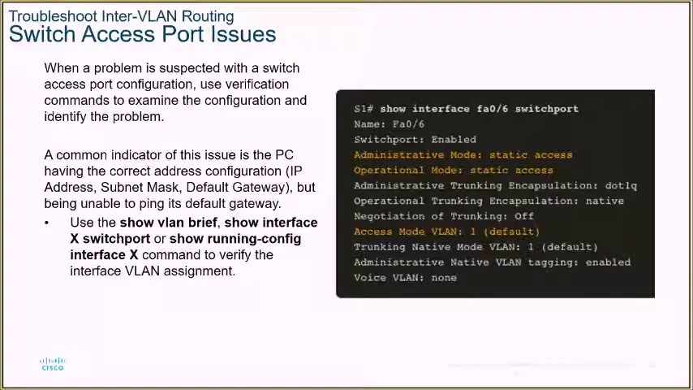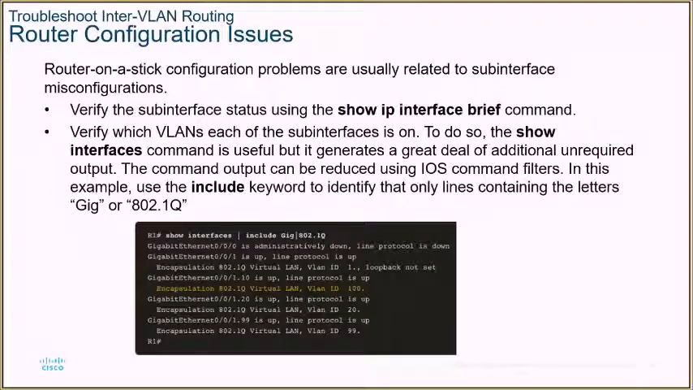So show VLAN brief or show interface X switchport or show running, you can actually see what's going on there. So it's on VLAN 1, and of course we've only been dealing with 10, 20, and 99, so not much use. Here I think they're implying that there's a bit of a typo. It's now VLAN 100 instead of 10. So basically it is to have a check. So show interfaces, include gig, 802.1q, and it'll just tell you what it is. And again, I'd normally just do a show run and see what's in there.